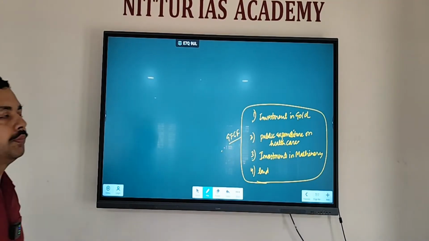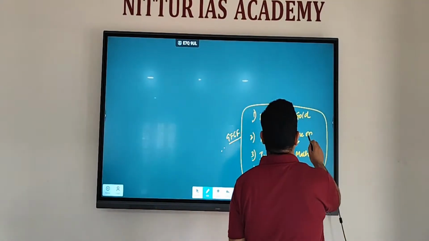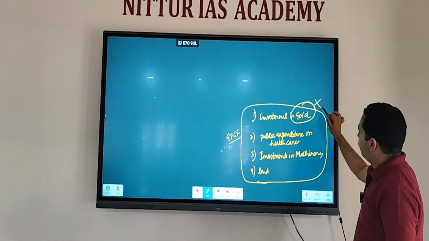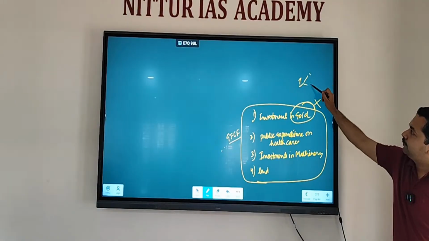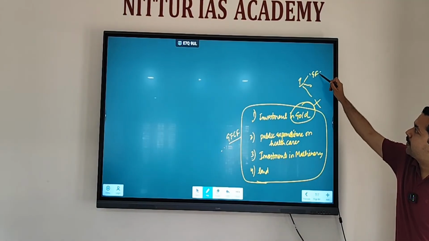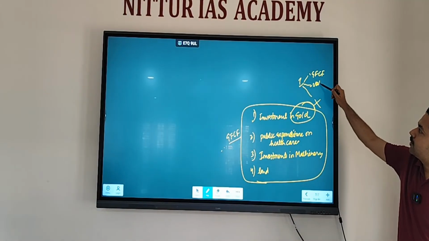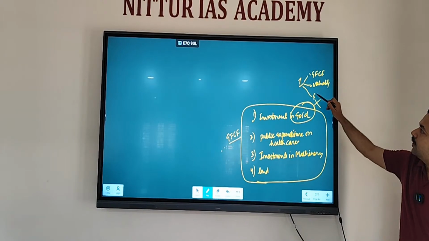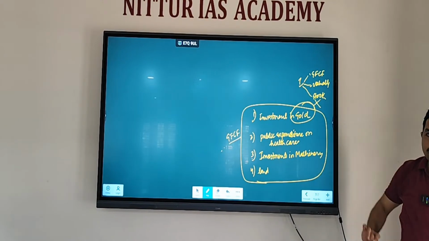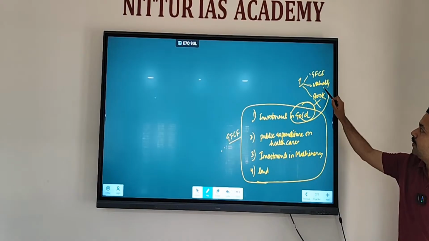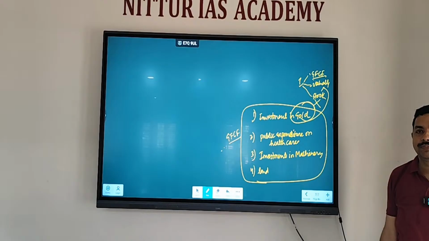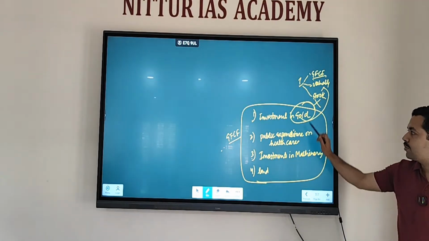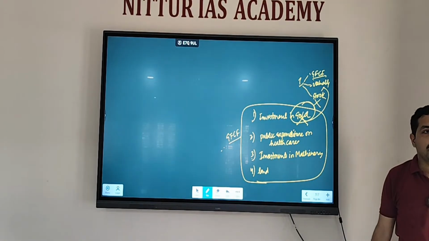Investment in gold is part of gross fixed capital formation? We discussed what is included in investment: gross fixed capital formation, valuables, and stocks. This is what we call investment. So which one does gold come under, valuables or gross fixed capital formation? Valuables. So investment in gold is not part of gross fixed capital formation.